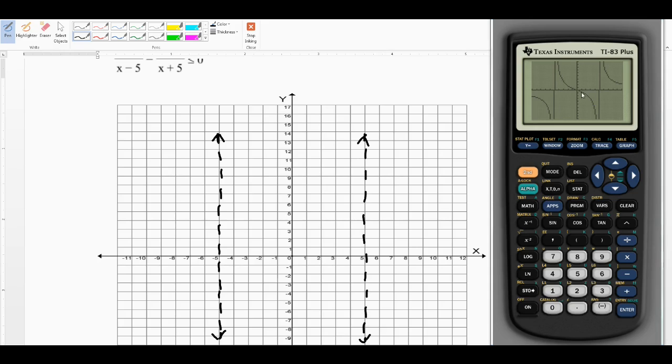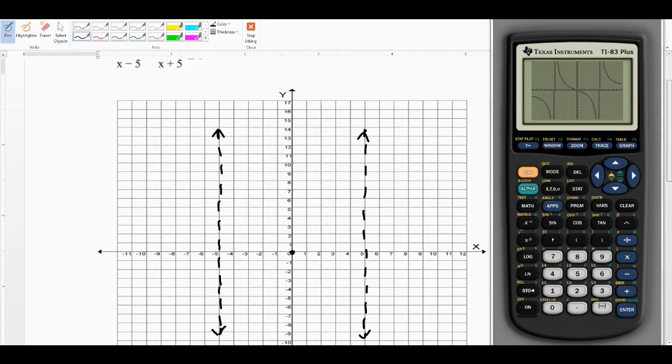Now the last thing I need to find is where it's crossing the x-axis. Looks like it's at 0, 0, so we can look at our table to verify that. And it is at 0, 0. So that's another critical value. So we have 3 critical values, -5, 0, and 5. That's going to be used to help us to determine the solution.